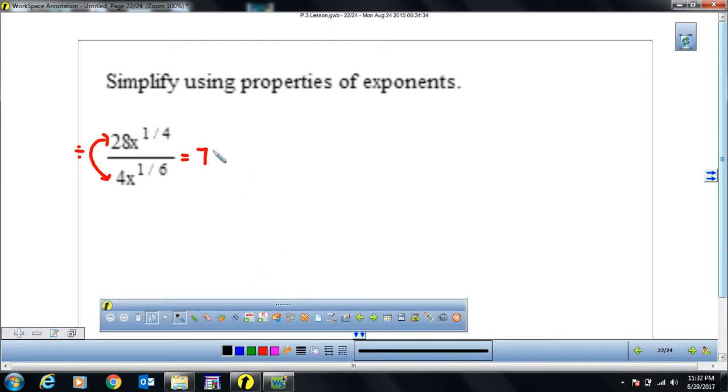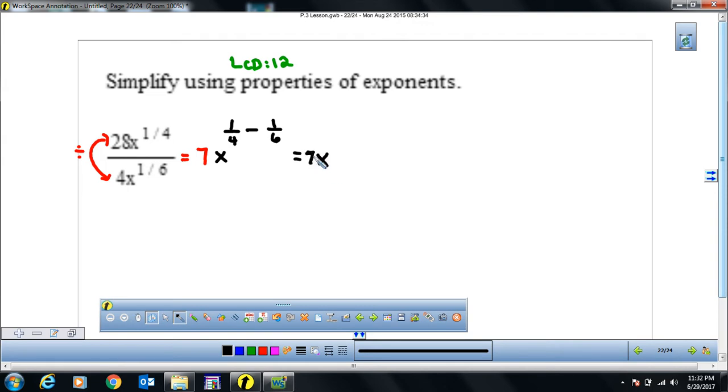And then the x's, or those bases, in order for me to divide them, we have to subtract the exponents. So it would be x to the 1/4 minus 1/6. Now we have to think of what the least common denominator is right here. What's the smallest number that 4 and 6 can both be multiplied to? And that would be a 12. They can be multiplied to 12. So that means that I need to make both the 4 a 12 and the 6 a 12.